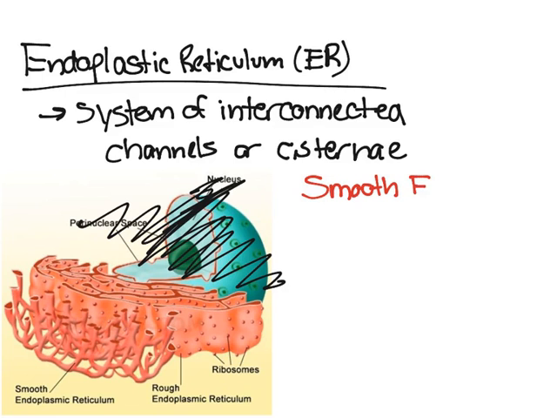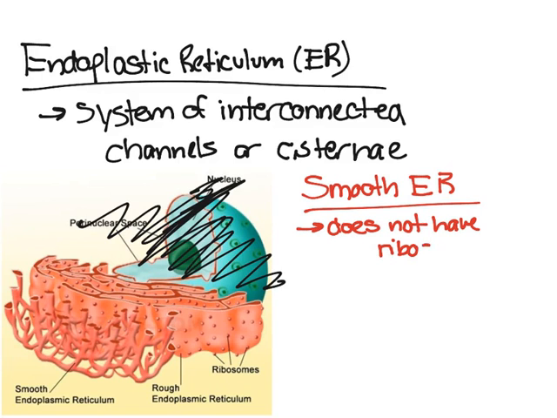The smooth endoplasmic reticulum. So for the smooth endoplasmic reticulum, its anatomy, it essentially is pretty smooth. So that essentially means it does not have ribosomes. And on the other hand, the rough ER has ribosomes.